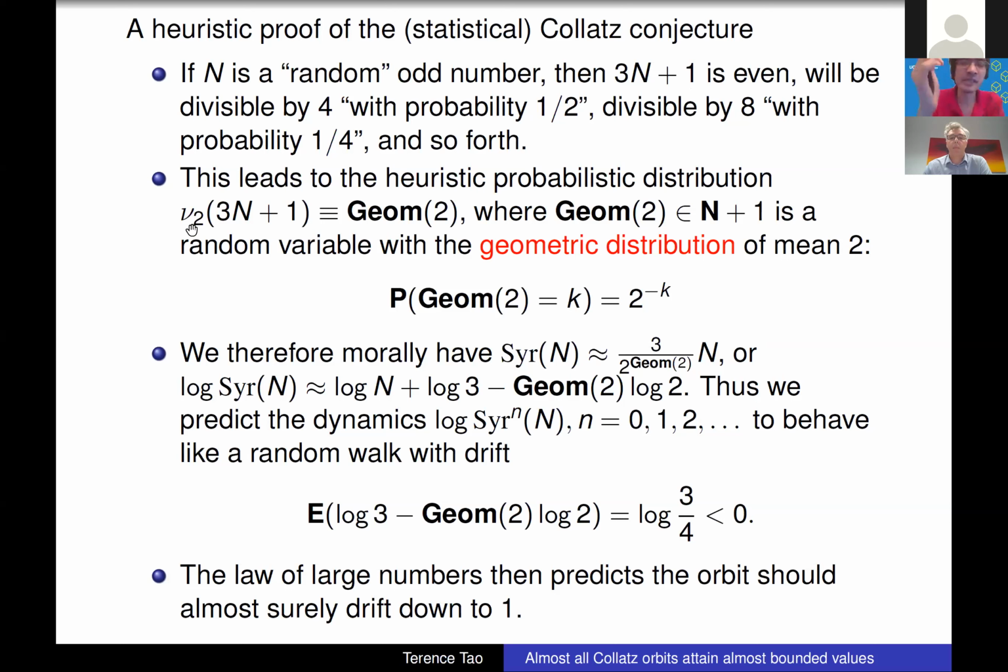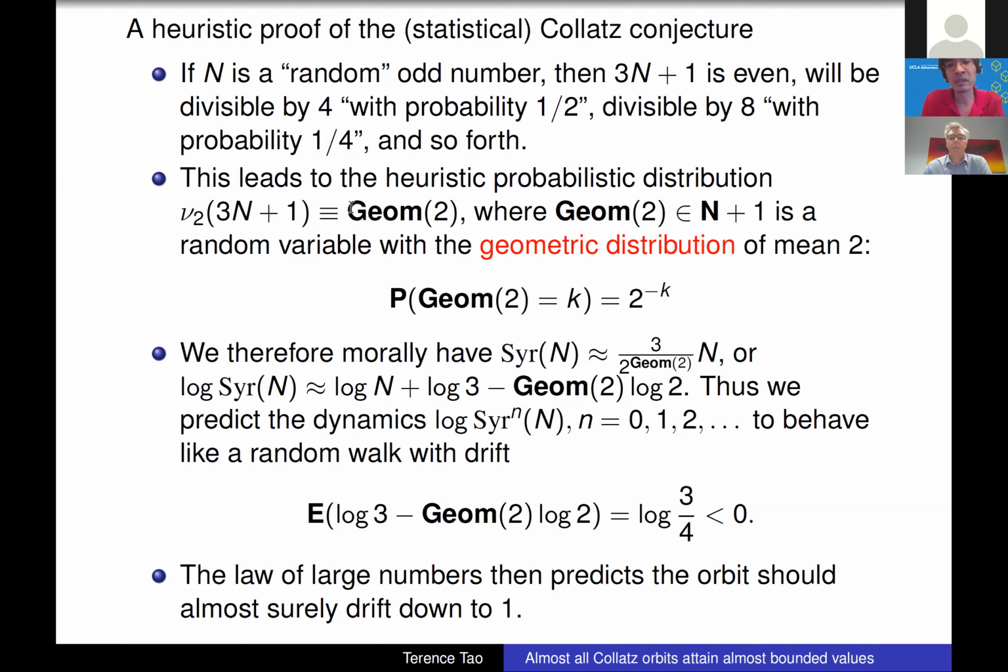So what this means is that if you look at how many times the power of 2 divides 3n plus 1, if you look at the 2-adic valuation of 3n plus 1, this is either 1 or 2 or 3. It's a certain number, and you expect it to behave like a random variable, a certain type called a geometric random variable, which I call Geom(2). A geometric random variable takes positive integer values 1, 2, 3, 4, and each value k is taken with probability 2 to the minus k. So half the time it will be 1, a quarter of the time it will be 2, and so forth. And we expect these valuations to behave like a geometric random variable.